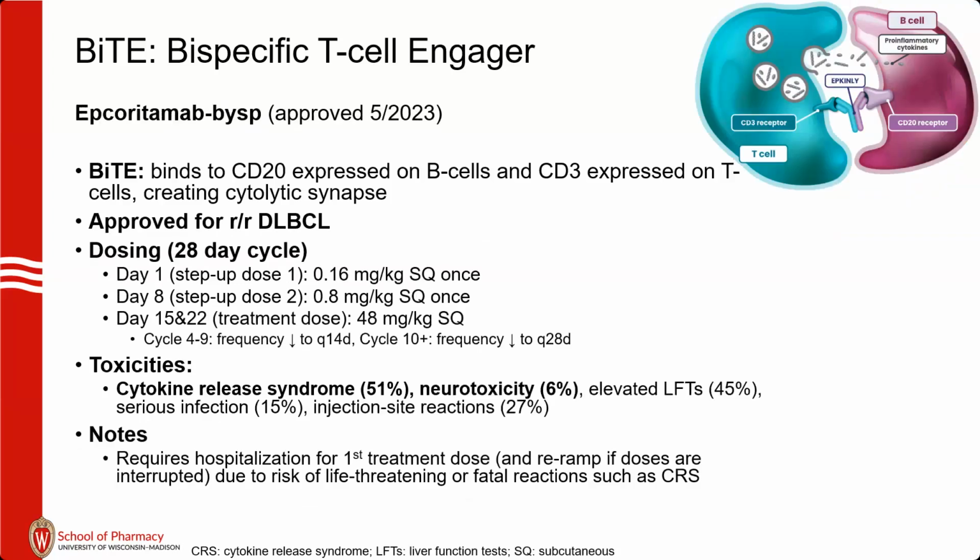Epcoritamab, same general idea here. This is a subcutaneous product, though. Also approved in the relapsed refractory setting for diffuse large B-cell lymphoma, also has black box warnings for neurotoxicity and cytokine release syndrome, and also requires hospitalization for that first dosing and re-ramping for that risk of CRS.